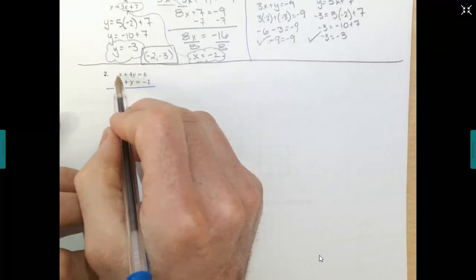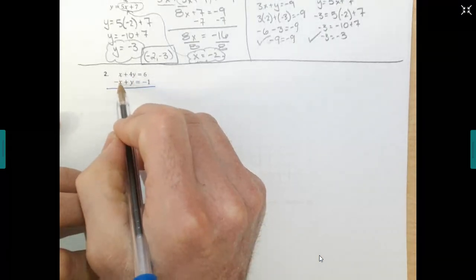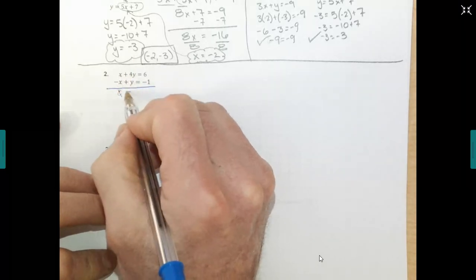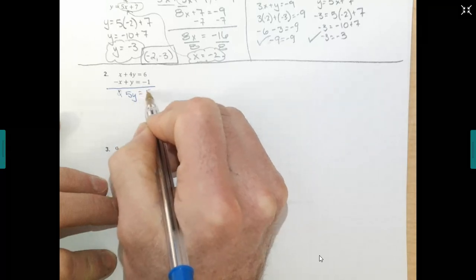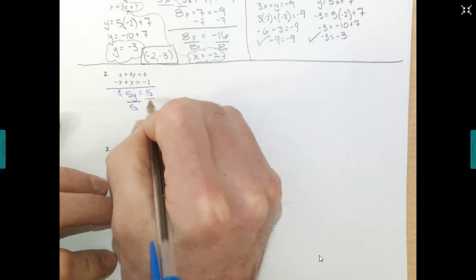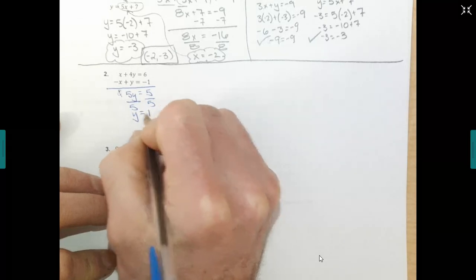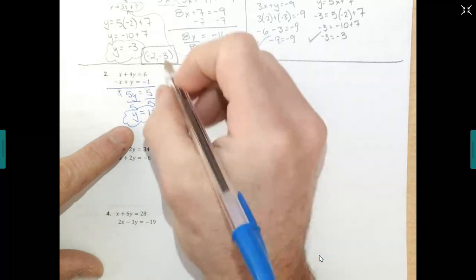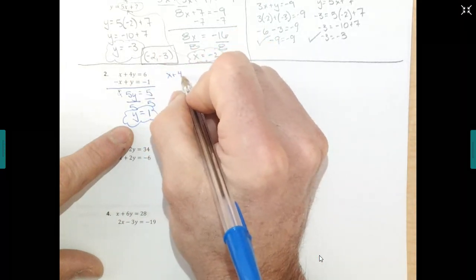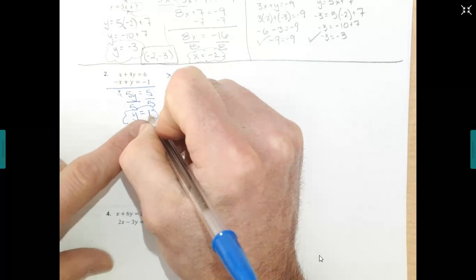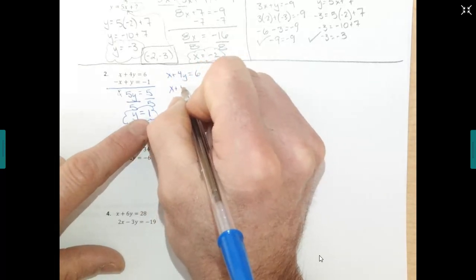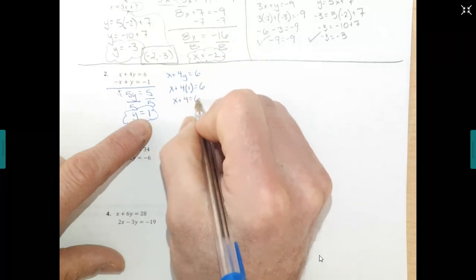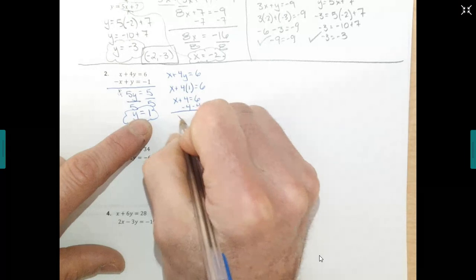So to eliminate, I'm just going to add these two together because I have a positive 1x and a negative 1x, so that just equals 0. And then I have 4y plus y, so that's 5y equals 5. Divide by 5, get y equals 1. So I'm going to plug this y equals 1 back into here. So I have x plus 4y equals 6. Plug the 1 in for the y. X plus 4 times 1 equals 6. X plus 4 equals 6. X equals 2.